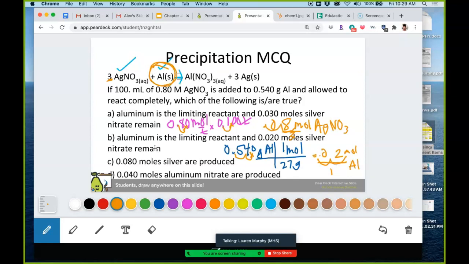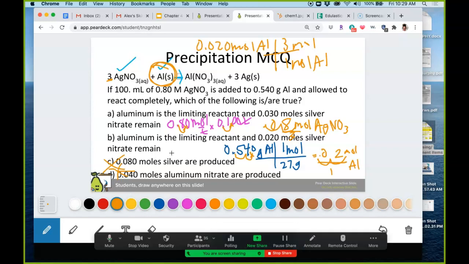B yet. Okay, well, if aluminum is my limiting reactant, so 0.02 moles of aluminum, and aluminum nitrate are in a 1-to-1 ratio, you would get 0.02 moles of aluminum nitrate produced. This says 0.04. So it's out. It's wrong. And this says 0.08 moles of silver are produced. Well, for every 1 mole of aluminum, there's 3 moles of silver. 0.02 times 3 is 0.06, not 0.08. So that one's out.